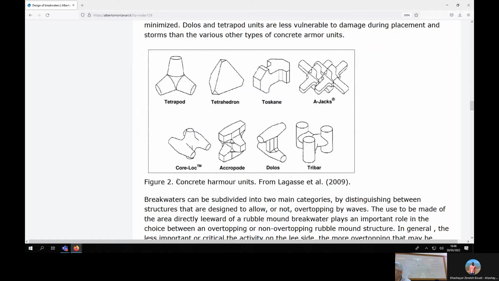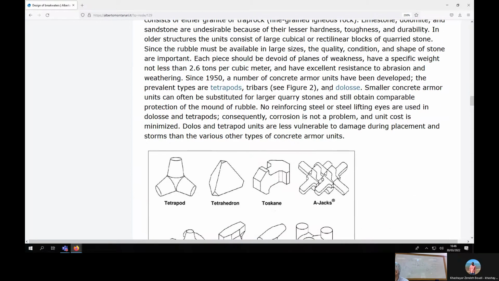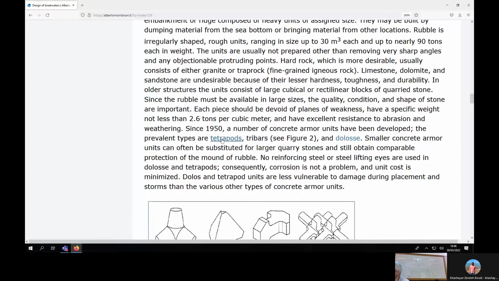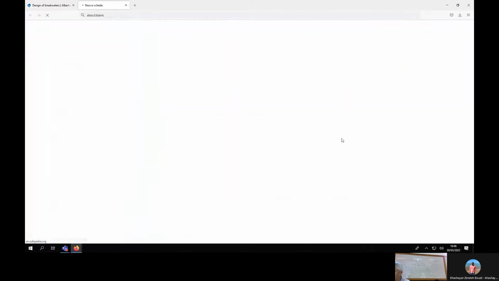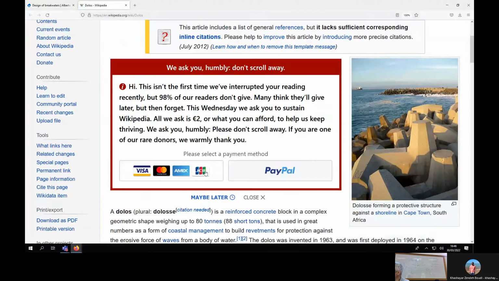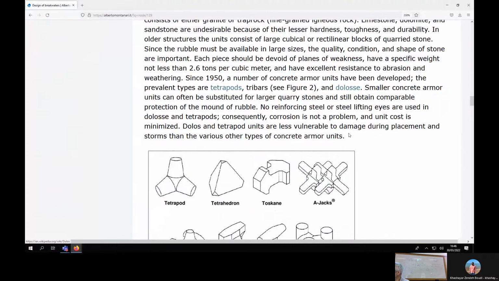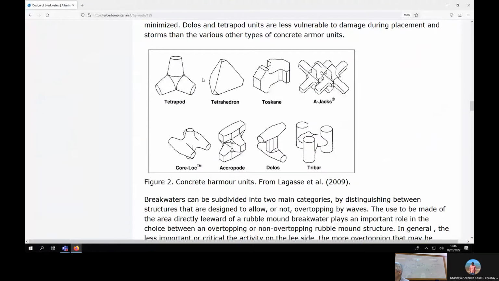Now, there is a description of the various forms. I think there is also a link here, which is interesting because of tetrapods, the link that we saw before. There is a link to Wikipedia to dolos, which are different from tetrapods. And also there is this scheme here.